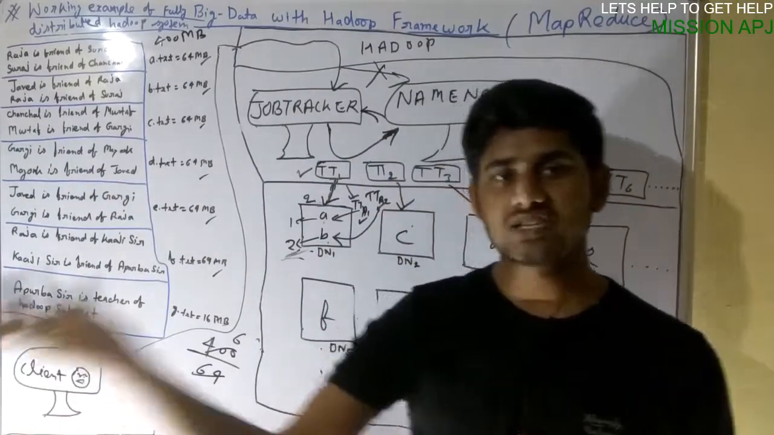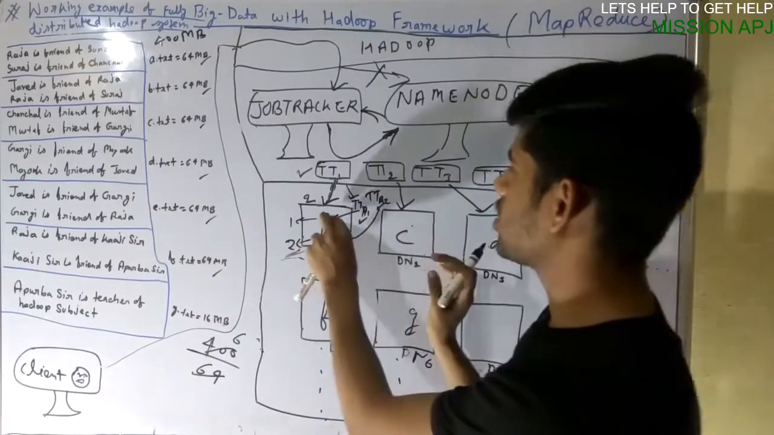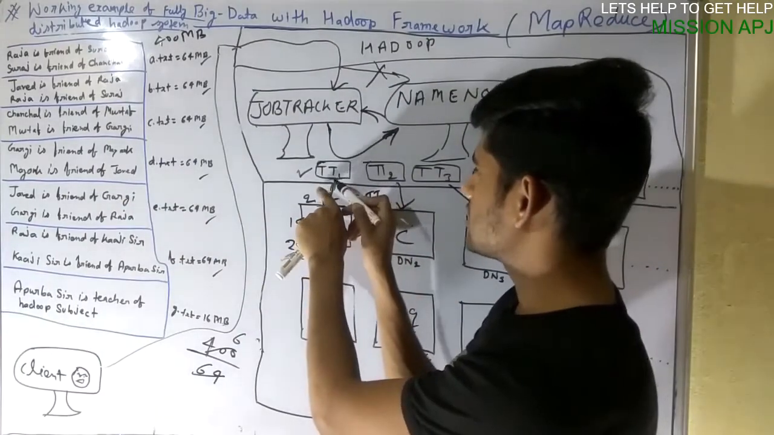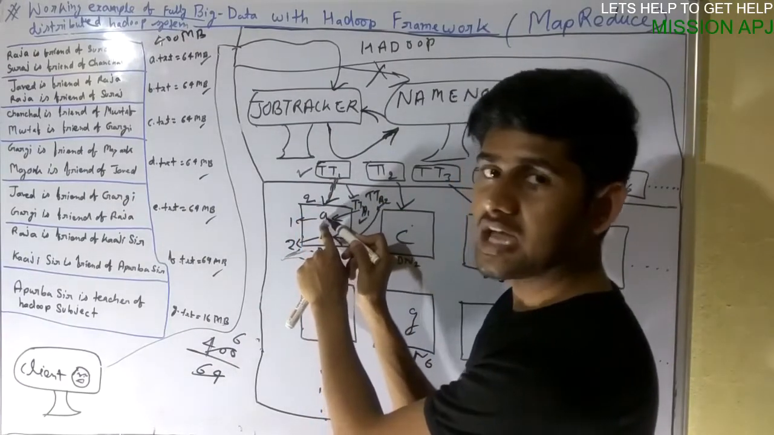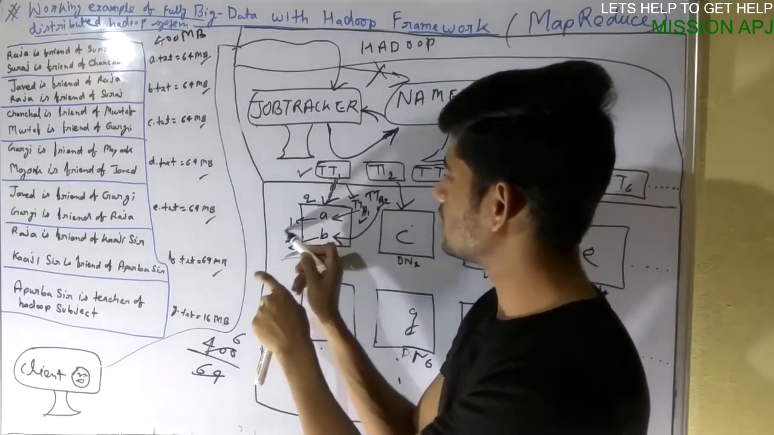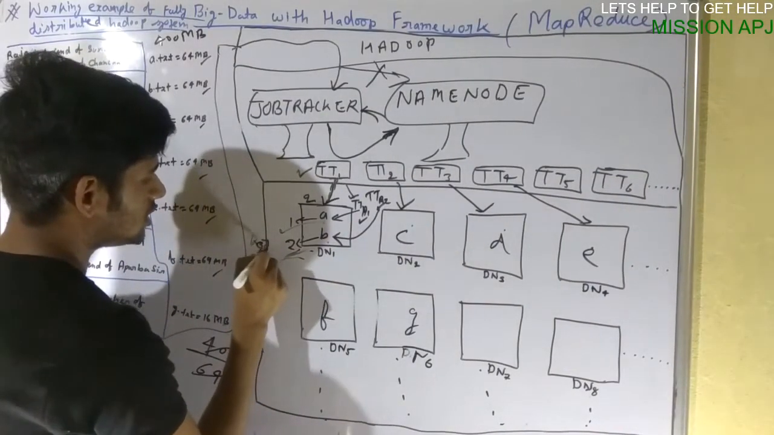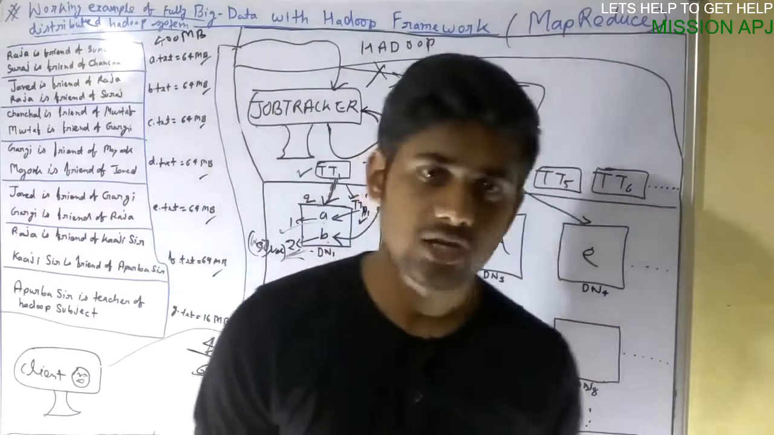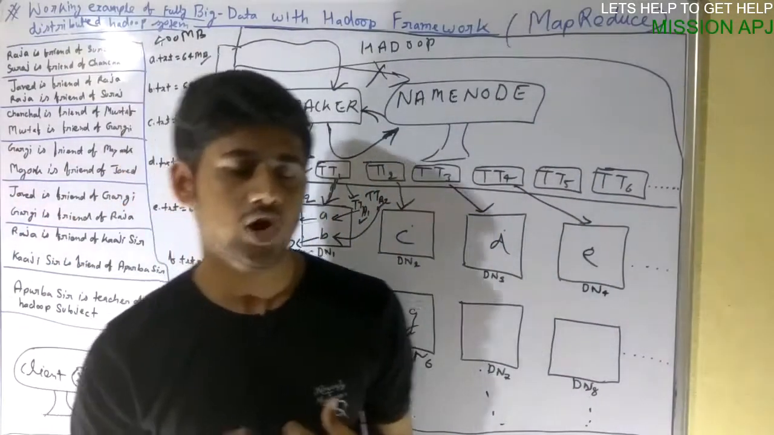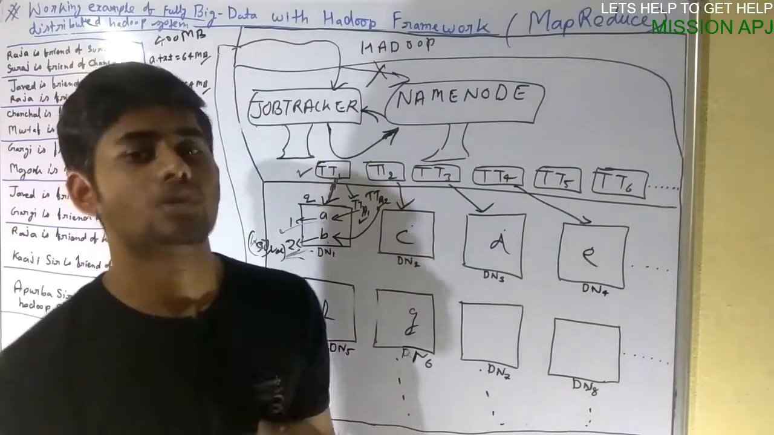It takes the raw data which is stored here. So the task tracker initiates a record reader. The record reader reads this data and converts it into key comma value pair. That record reader output, the key comma value, will be fed to the MapReduce part.